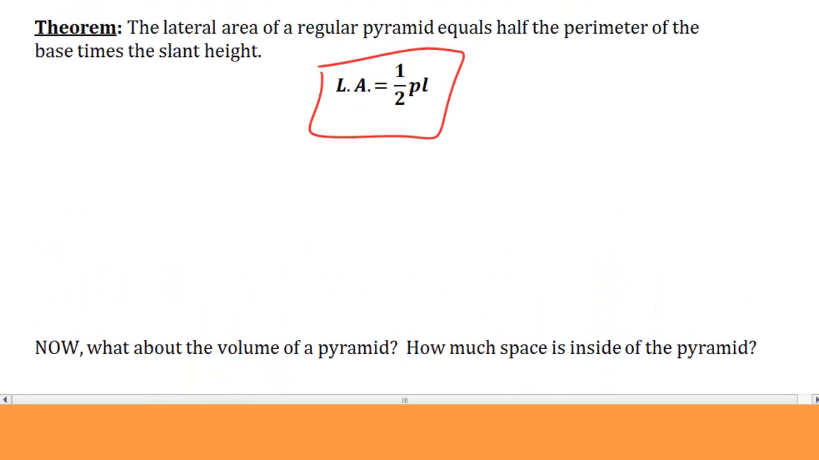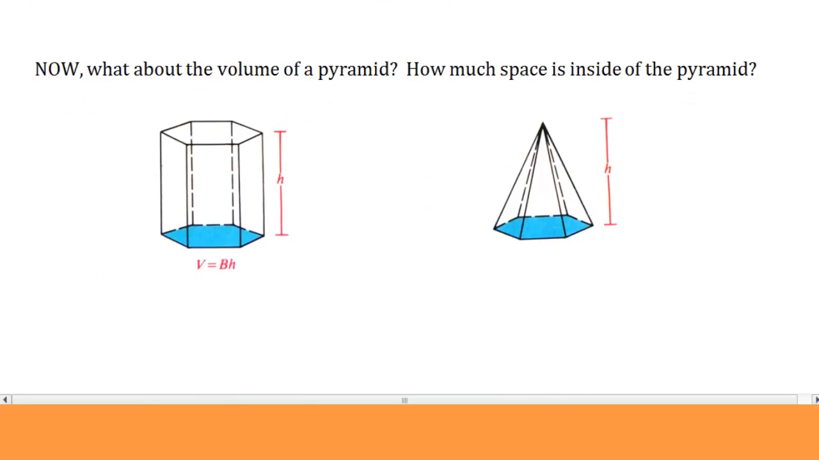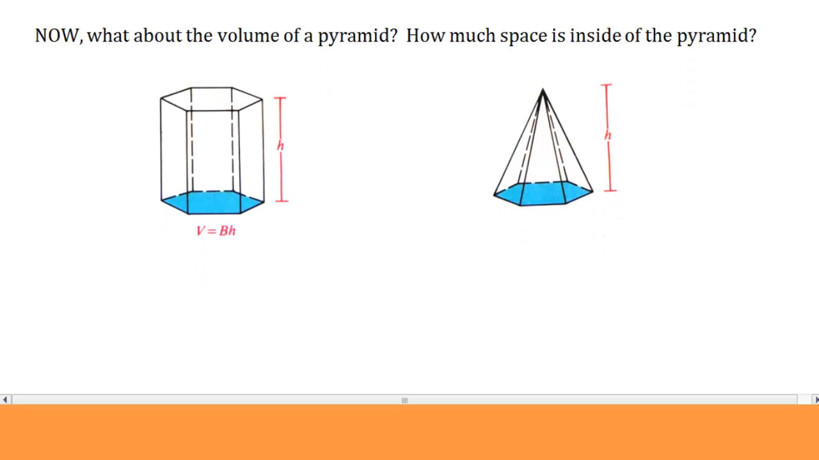Now what about the volume of a pyramid? How much space is inside of the pyramid? Well, we already know how to find the volume of a prism. We said the volume of a prism is simply the area of the base times the height. Capital B is the area of the base, and h is the height. So if we know the area of the base, we can multiply that by the height, and we will have the volume of the prism.